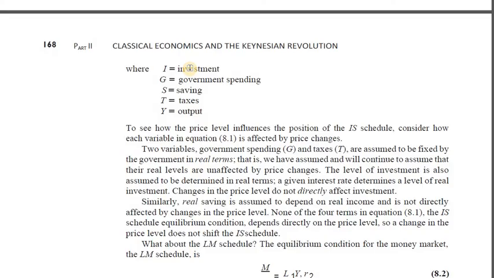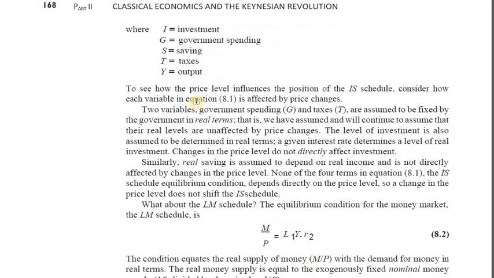Investment is dependent upon the rate of interest. It has nothing to do with the prices. Government spending is again something which is not dependent on the prices. That's it. Savings are again not dependent on the prices, and so are the taxes. So the IS curve as such is of no use to us if we are to derive the prices and income relationship. So let's ignore the IS curve for now.